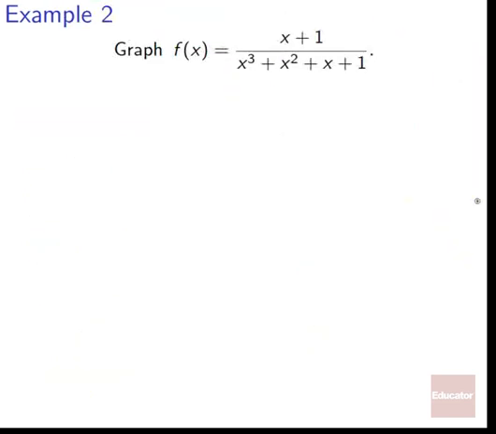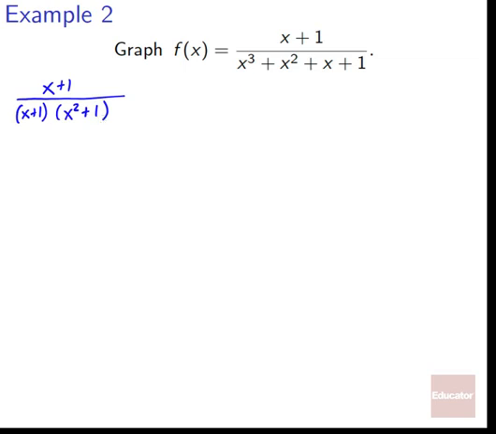Next one. Graph f of x equals x plus 1 over x cubed plus x squared plus x plus 1. So first thing we want to do is we want to factor this. Top is still just going to be x plus 1. What's the bottom become? Well, we know that there's going to be an x plus 1 factor in there. We can figure that out by plugging in -1. We see that it would work. But eventually we'll factor it into x plus 1 times x squared plus 1.